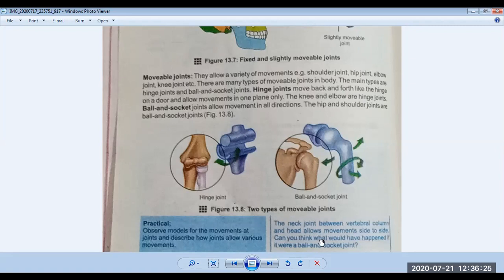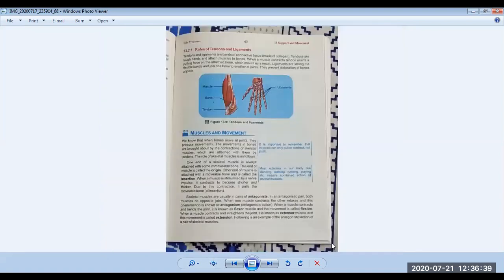So if we had a ball and socket joint in our neck, it would allow movements in all directions, and because of that our neck could be moved in all directions. Okay, I hope you understand it. Now come to the next page.